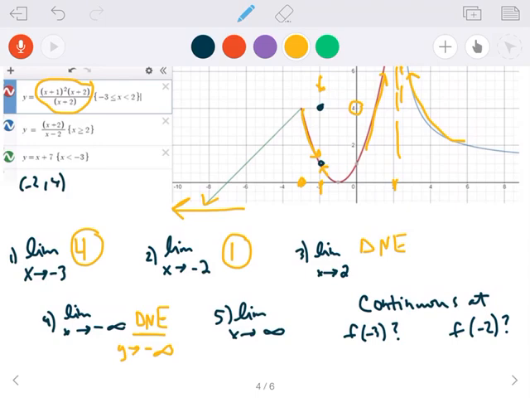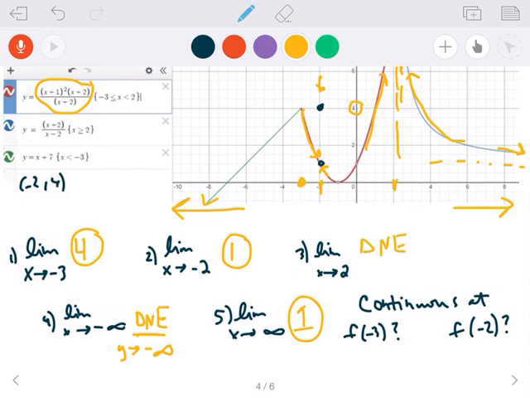If we look at the limit as x is heading toward positive infinity, that's this direction. On the previous slide, we talked about the fact that there's a horizontal asymptote here at 1, and so we can assume that this part of the graph is heading toward 1, and so therefore our limit as x approaches infinity is 1. So I hope that helps a little bit with understanding of limits.